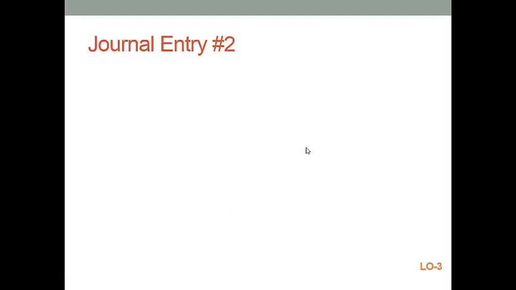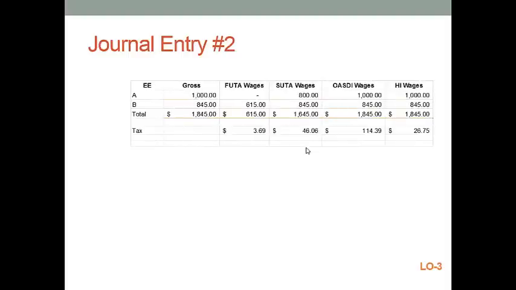Okay? So let's look at an example. Here again, I've got employee A and B. Their gross pay was total $18.45, and so then what I've done is I've actually calculated your FUTA wages, your SUTA wages, OASDI wages, and HI wages, what was taxable, and then I went ahead and calculated even your tax for you here. Okay, so let's make our journal entry.